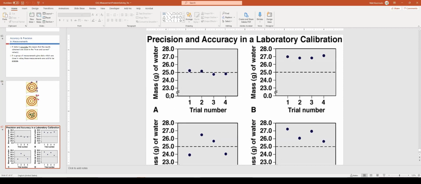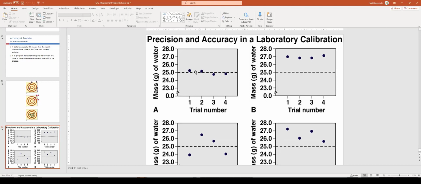So let's say someone is weighing water and they weigh it 4 times. Let's say the straight line here is the correct answer. So they should be getting 25 grams. Let's just say that's the right answer. So describe A. On trial 1, they got a little more than 25. B, they got a little more than 25. Did a little less, a little less.